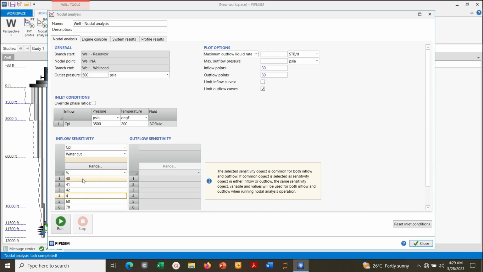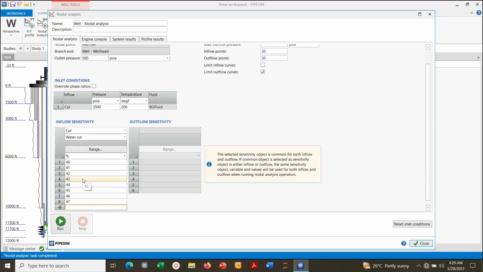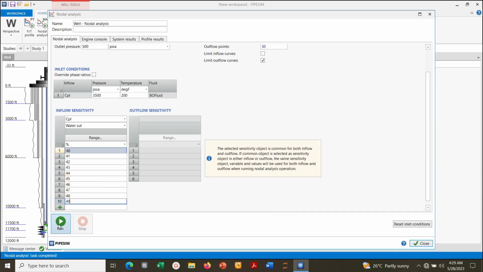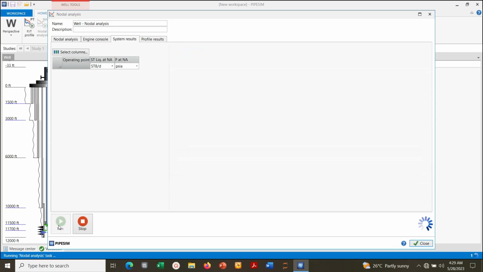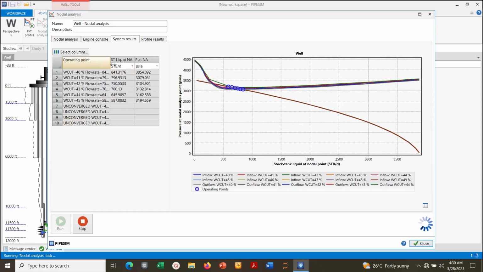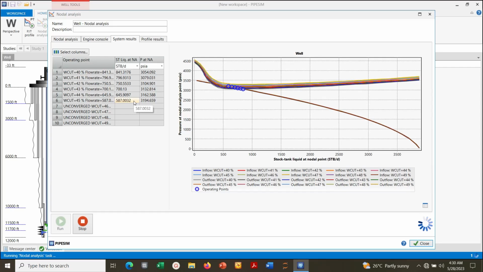So we have 41 to 49: 41, 42, 43, 44, 45, 46, 47, 48, and 49. Then we run again. From here, we can see that the well will stop flowing when the water cut increases above 45%.